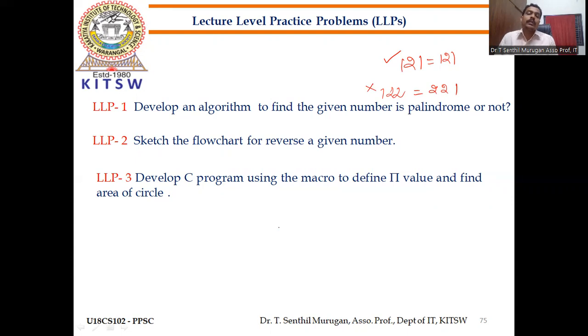Sketch the flowchart to reverse the given number. If I give the number 1, 2, 3, 4, then we have to produce the output 4, 3, 2, 1. Finally, write a C program using macros to define the pi value, where you have to declare it and what value you will give. Then finally you can find the area of the circle using this pi value.